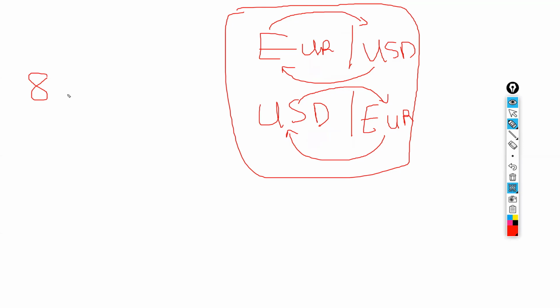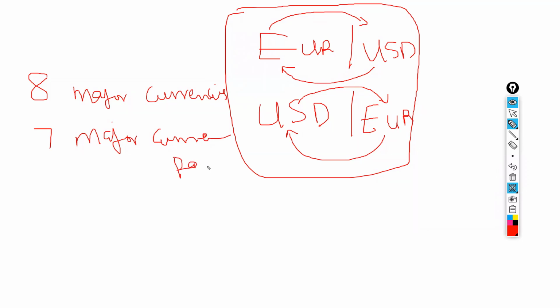8 major currencies. Take note of that. And next, 7 major currency pairs. So I want you to list the 8 major currencies in the Forex market.